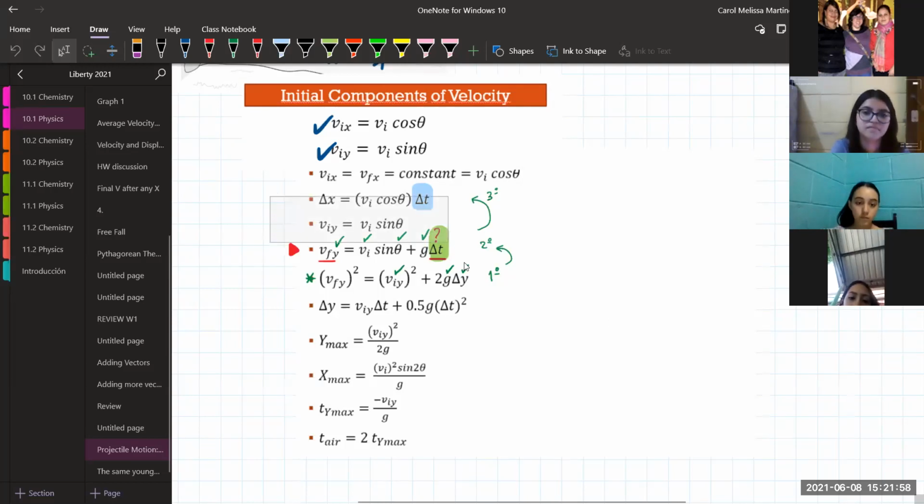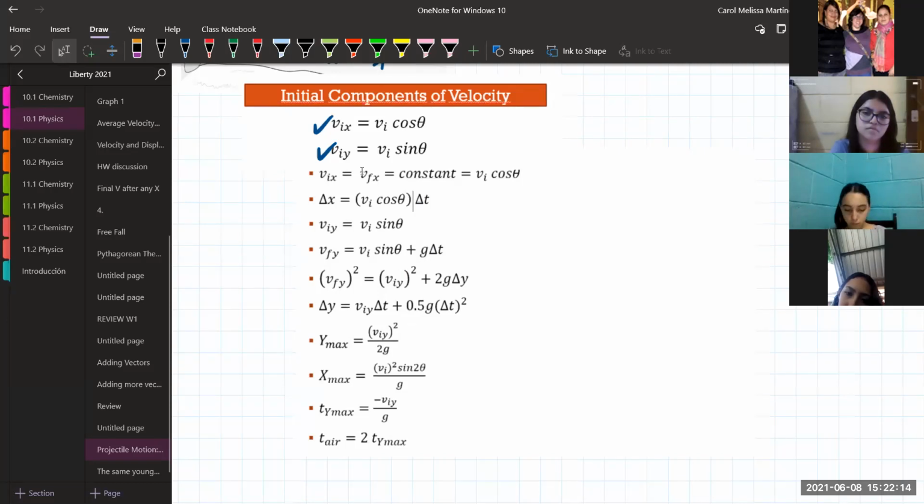I'm gonna focus on the equations that don't have time and instead use other data that I already know. So take a look right here. This is the main equation that I have to use to solve that problem. But I cannot use it yet because I don't have the time, so I need to look for the time.